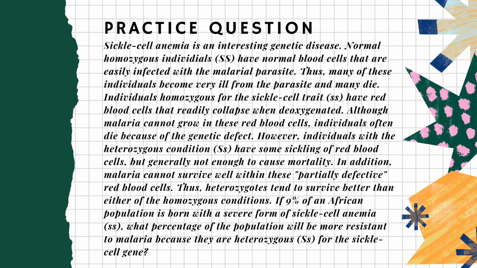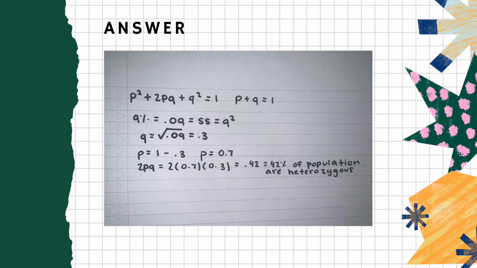So, if 9% of an African population is born with a severe form of sickle cell anemia, or lowercase s, what is the percentage of the population that will become more resistant to malaria because they are heterozygous for the sickle cell gene? Okay, to solve this, we have to go back to those original two equations, which are p squared plus 2pq plus q squared equals 1, and p plus q equals 1.